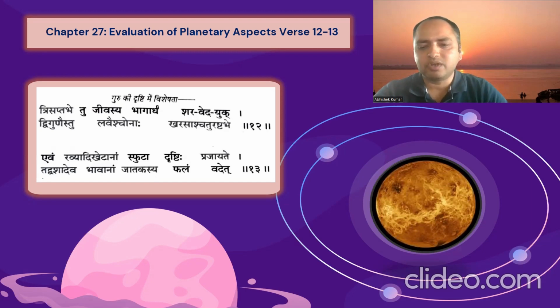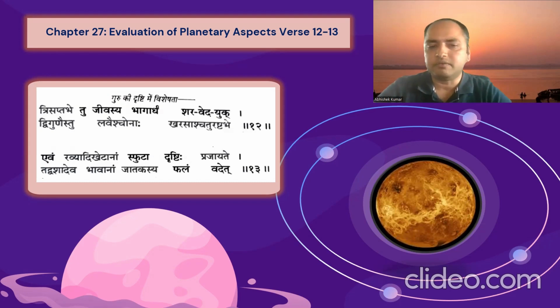Now, Maharshi is closing this chapter through verse 13. Evam ravya adikhetanam asputa drishtiha prajayate tadva sadeva bhavanam jata kasya phalam bade.